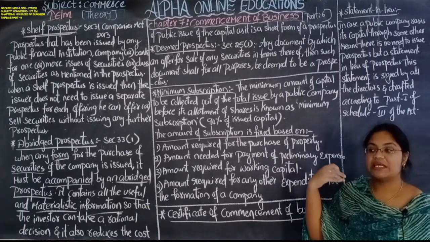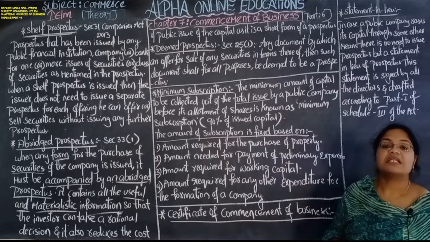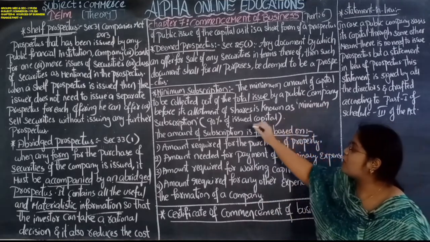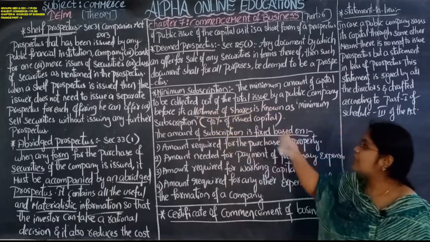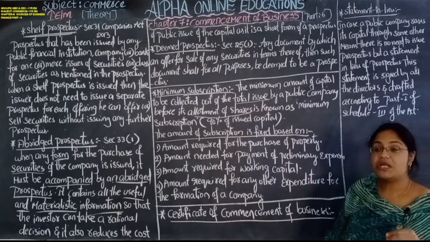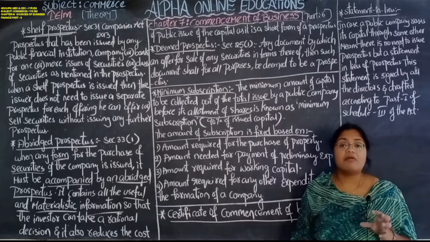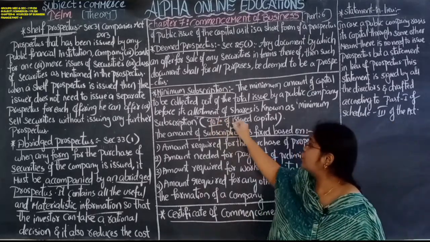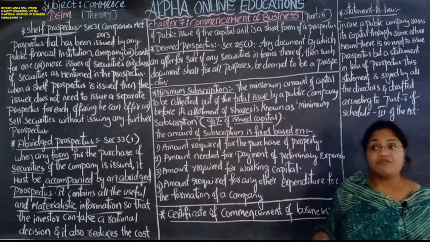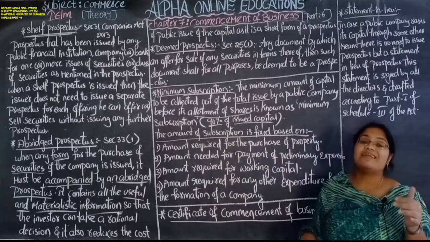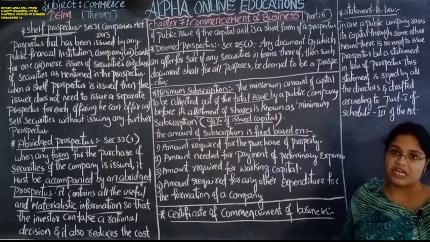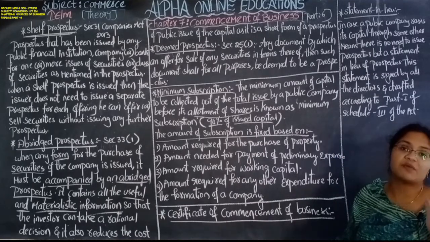Whatever total they are issuing, from that they have to get a minimum amount, okay, by a public company before the allotment of shares. Before allotting the shares, the company should get the minimum amount of subscription. Nowadays it will be 90% of issued capital. If the company fails to get the minimum subscription amount, at that time it has to return back the amount it has taken from the investors.